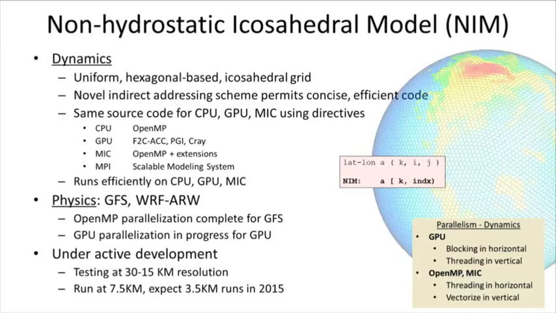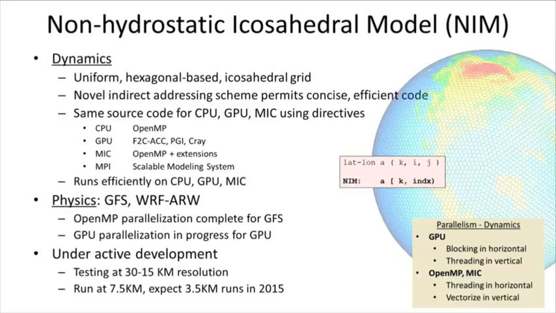This code has been parallelized and is efficient running on the CPU, the GPU, the mic. We use directives to do that. OpenMP for the CPU. GPU, we use a compiler that I developed called F2C, but we're also using PGI and Cray. I'll report just a little bit on that. The mic, we're using OpenMP plus extensions, and then we have our own directive-based scalable modeling system that's used for the shared distributed memory parallelism, which many of you think of as MPI, but effectively we just put directives into the Fortran source code and it runs everywhere.